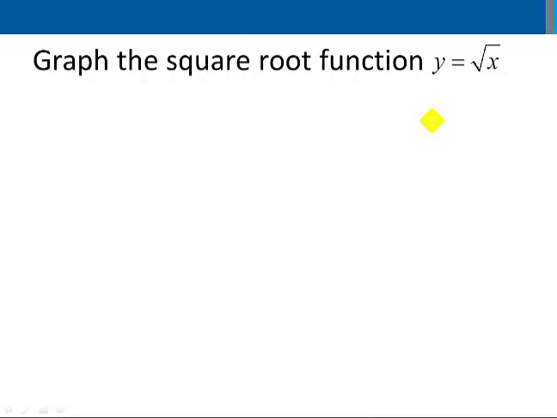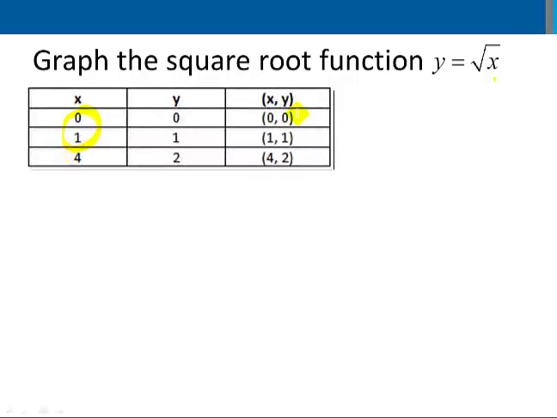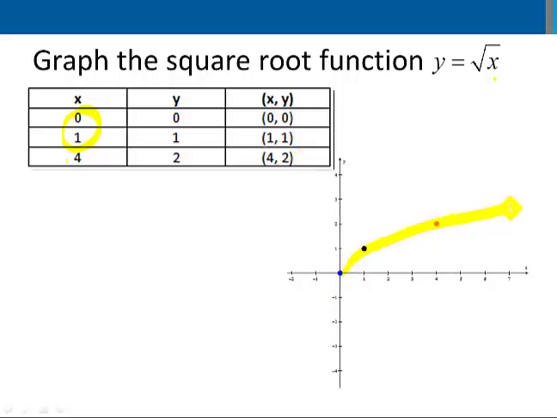Y equals square root of x. For this function, the square root function, the domain is limited to x values greater than or equal to 0. So in this case, our 2 key points are going to include x values of 0 and 1, with x equals 4 giving us an additional point for accuracy should we decide to include that. The corresponding y values will be 0, 1, and 2, resulting in ordered pairs of (0, 0), (1, 1), and (4, 2). Let's sketch these 3 points and connect with a smooth curve. This is y equals square root of x.